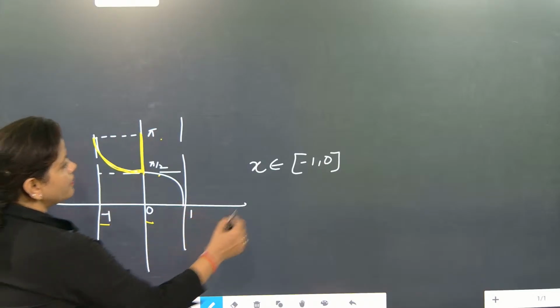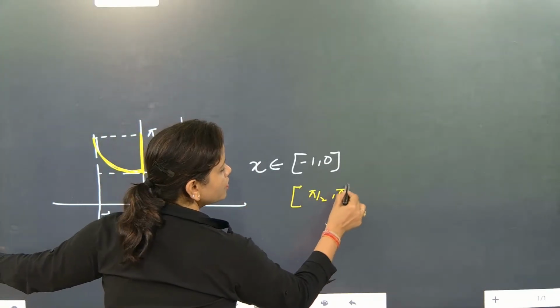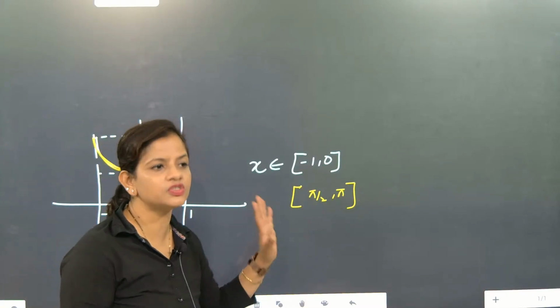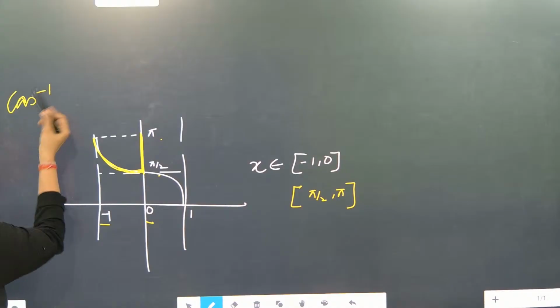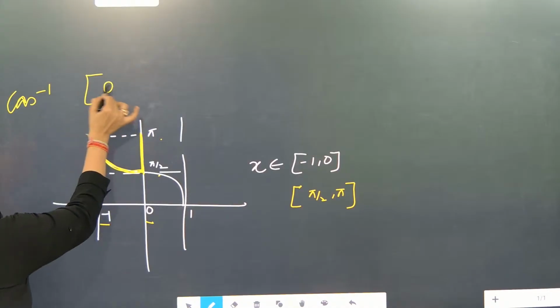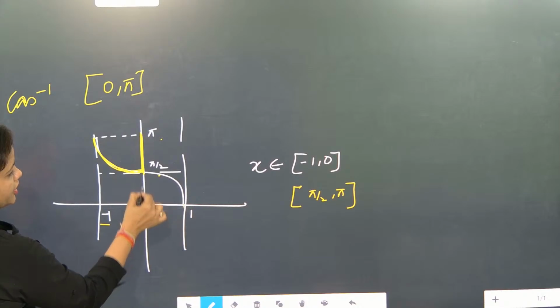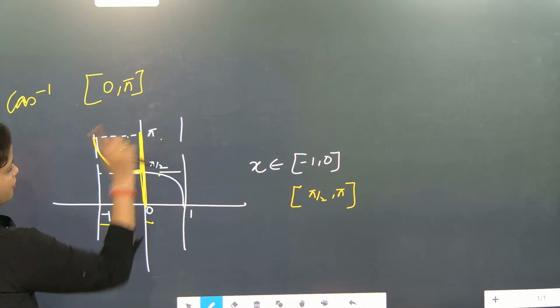So the range will become pi by 2 to pi, because pi by 2 is the smaller value, so we write pi by 2 first. Correct? And the range of cos inverse in total is 0 to pi. Understood? Half they asked, so half we deliver.